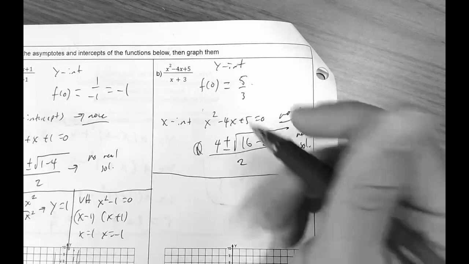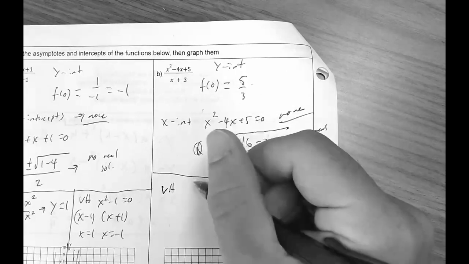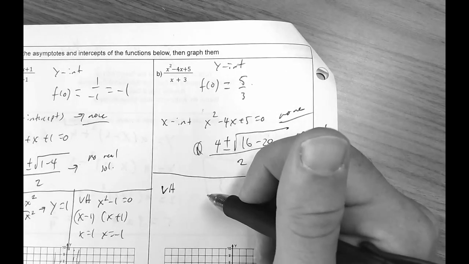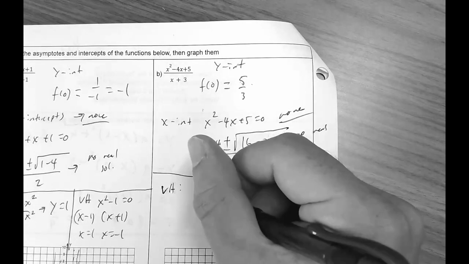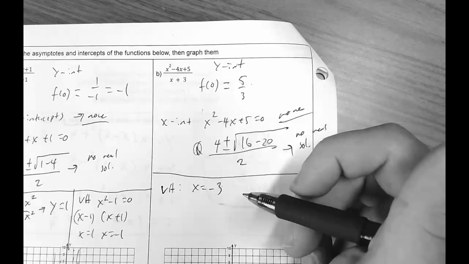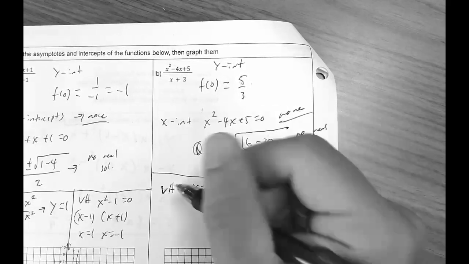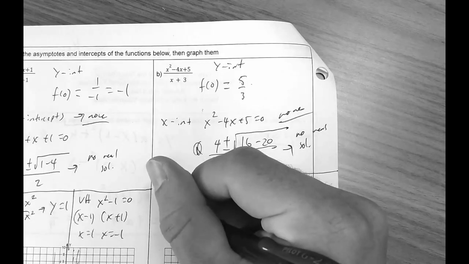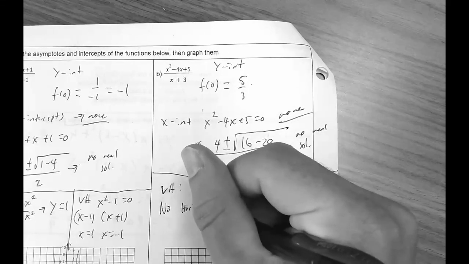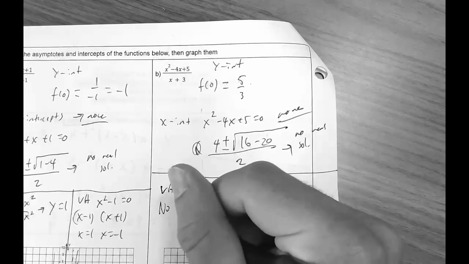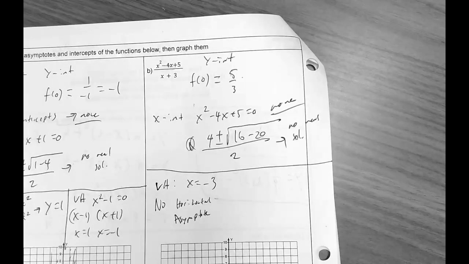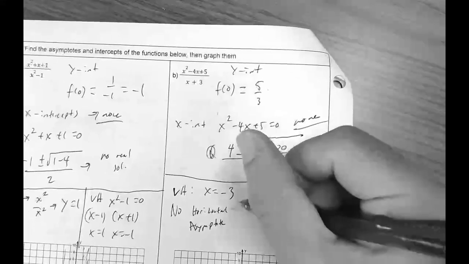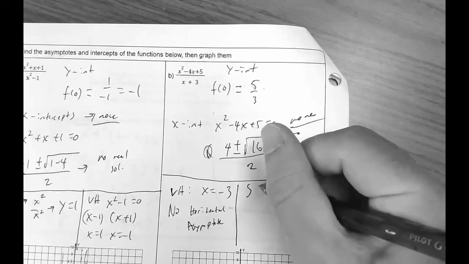And then the denominator, okay, we have a vertical asymptote at x equals -3, and we have no horizontal asymptote because the degree of the top is greater than the bottom. Okay, but because the degree of the numerator is one higher than the denominator, we can have a slant asymptote. So in this case, we have to find the slant asymptote.